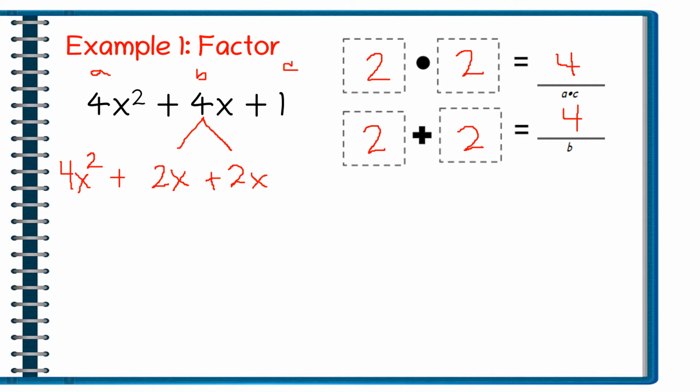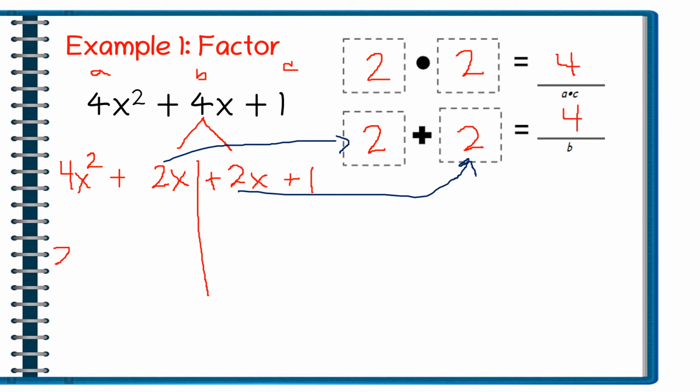Okay, so just to be clear, this 2 and this 2 came from these numbers that we picked, but notice I added an x in the back. And then the plus 1 stays the same. Now I have 4 terms, and that is how we factor by grouping.